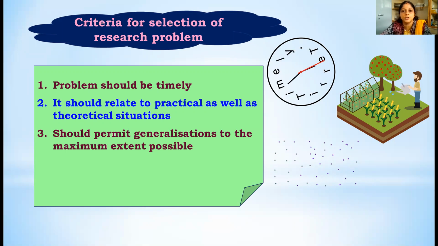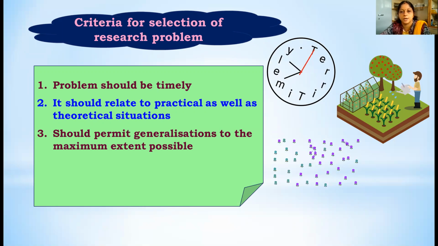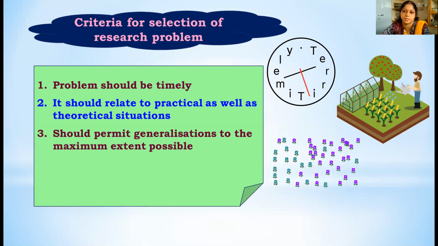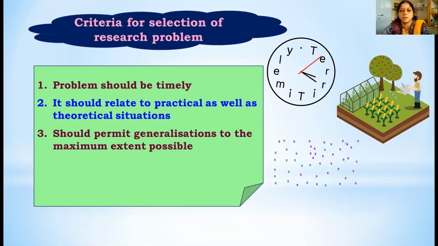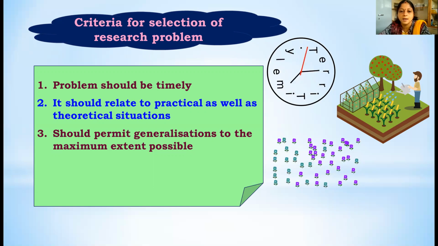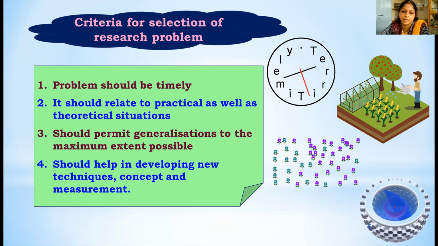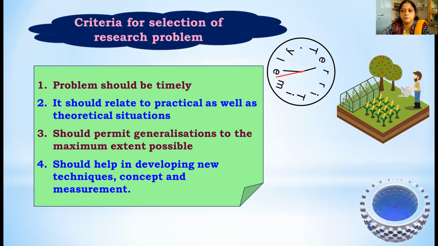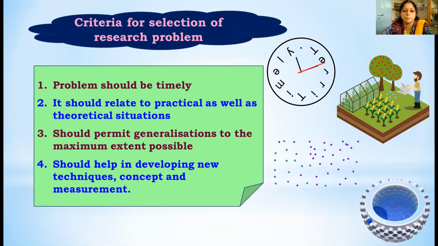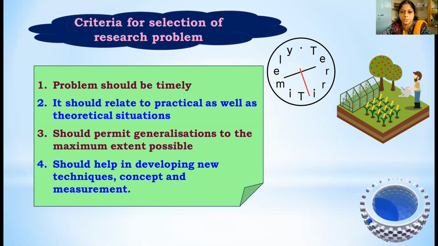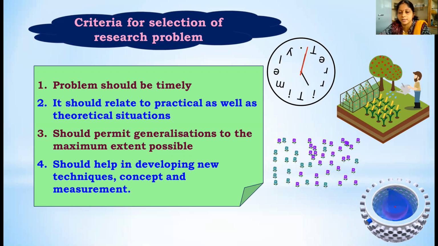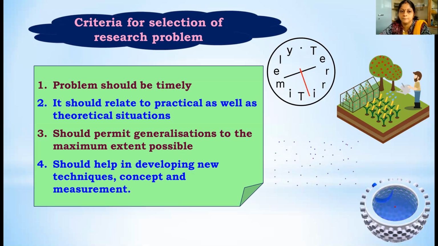And the next is it should permit generalization to the maximum extent possible. That means your research should have a general application that should be applicable to a huge number of population and a large area. Otherwise, if it is specific to a particular farmer or a particular group of respondents, or to a particular area, then your research could not be applicable for a large area. And it should help in developing new techniques, concepts and measurement. Whenever you are conducting research, that has to help develop new techniques or concepts of measurement, and that will help us to improvise our research, and we can come out with a good result that helps us to solve a problem immediately.